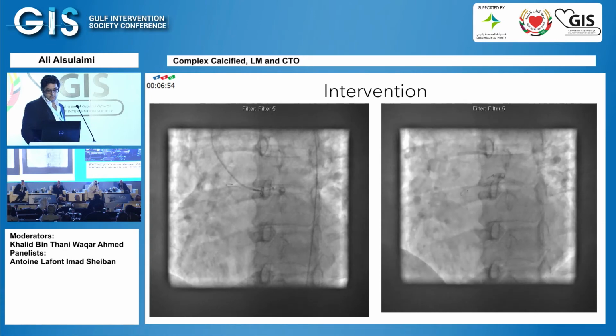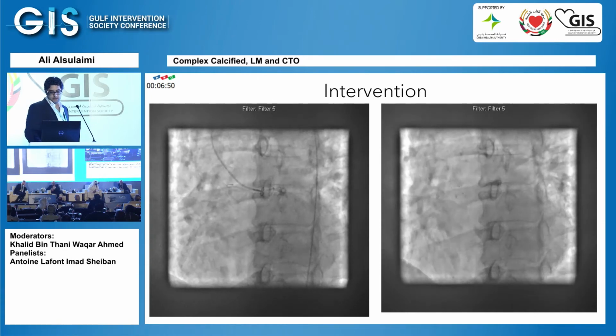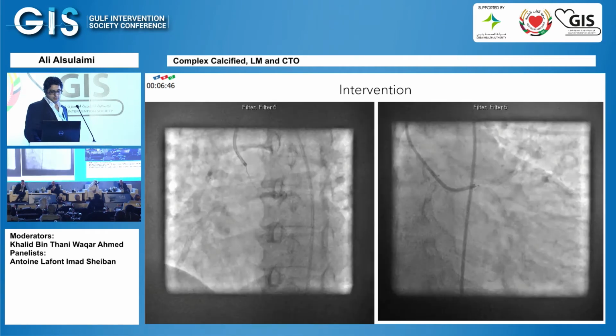This is another projection of it, and you can see the wire is actually dangling in the aorta, hooked to the left main stent. So what we tried to do at this point, patient was actually stable, no chest pain, there was good flow. We tried to snare the wire, and we managed to successfully catch it with the snare.